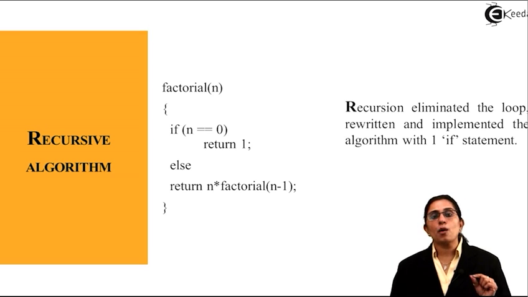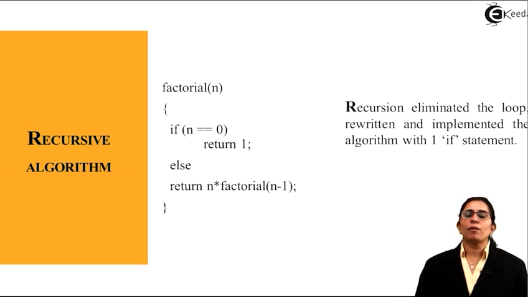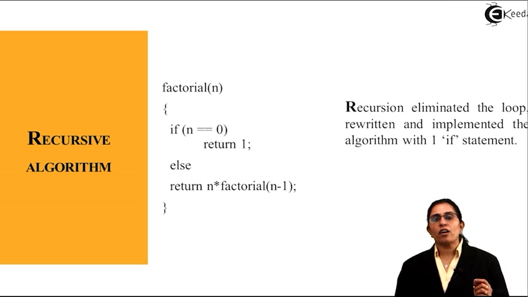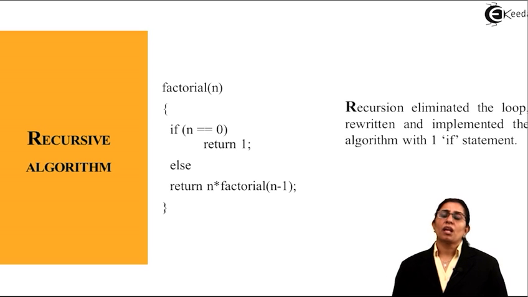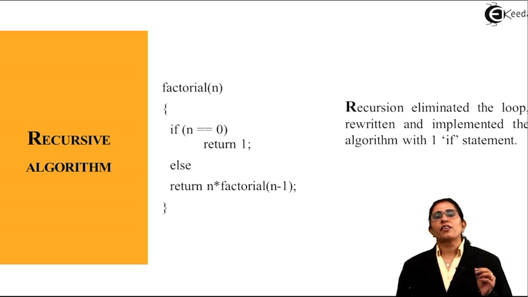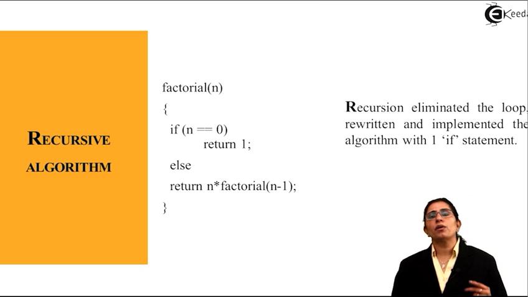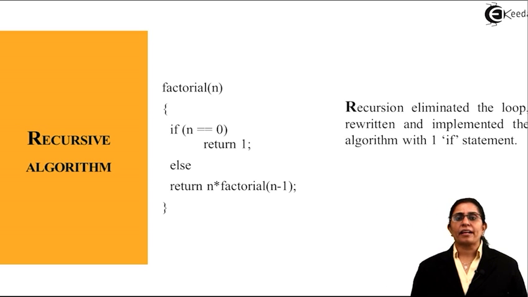So recursion eliminates the loop. This is what we've seen, and we rewrote and implemented the algorithm using a simple if statement. So here we observe that when a simple factorial program is written using recursion, then my while loop is eliminated. The time taken for me to execute a while loop is totally removed. That program is converted into a simple two-line if-else structure, and it returns a correct result.